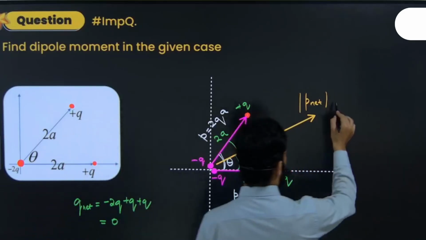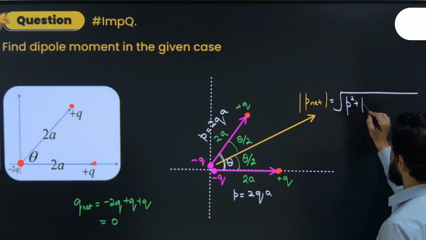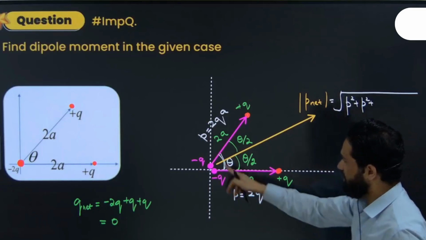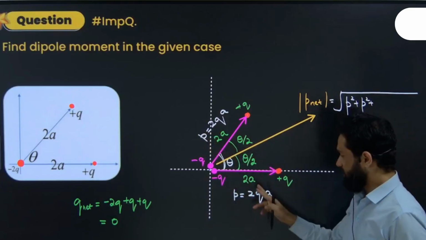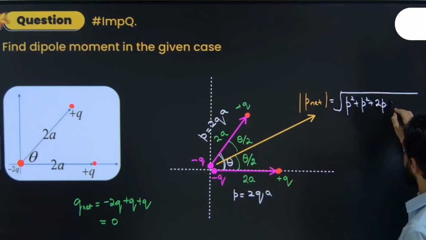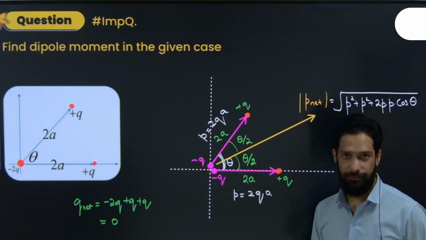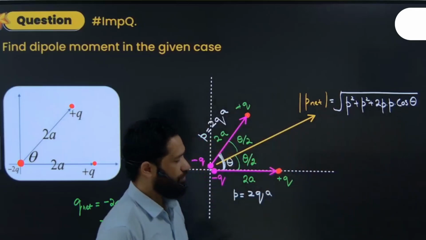So we used to write it like this: root of first vector square plus second vector square, because here the first and the second vector are of equal magnitude, that's why I'm writing p square plus p square plus 2 times first vector into second vector into cos of the angle between them, and the angle between them is the complete theta, okay? So this is how we do it.